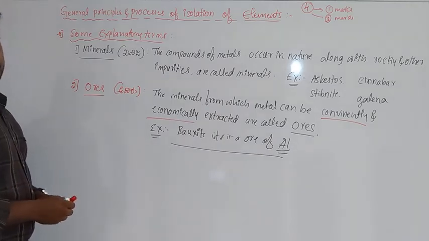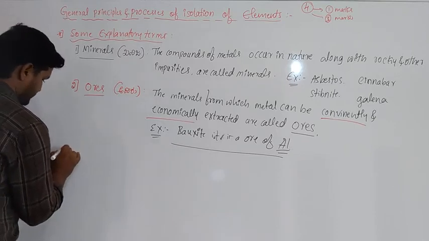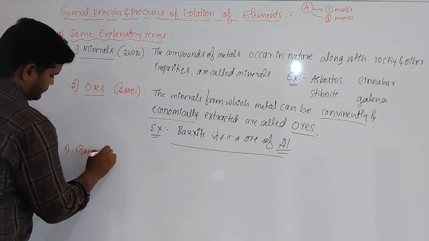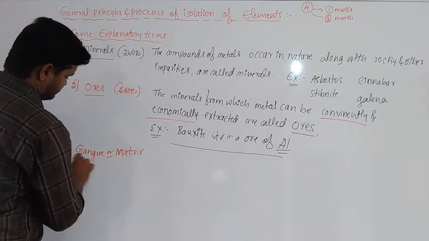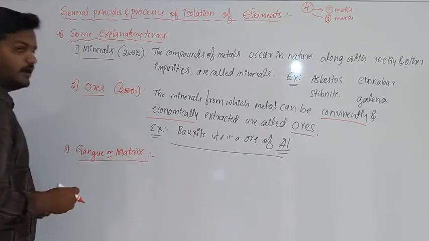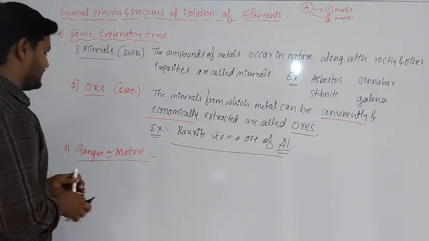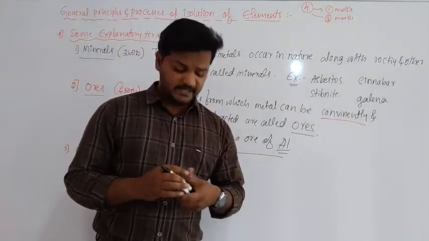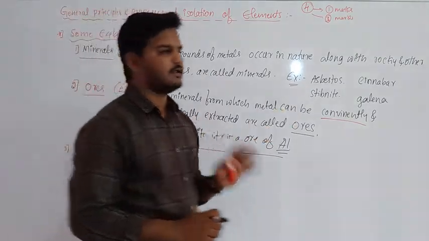Okay. Next one, some explanatory terms, that is a gang. Third one, gang, or you can say matrix. Student, here the gang or matrix means the undesirable impurities present in a metal ore, that is called a gang.